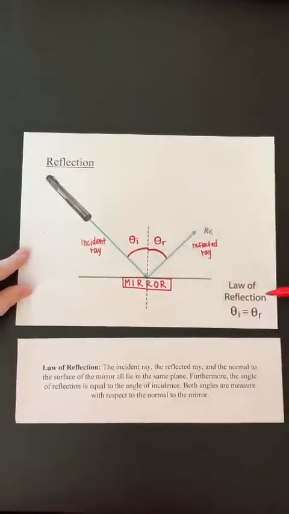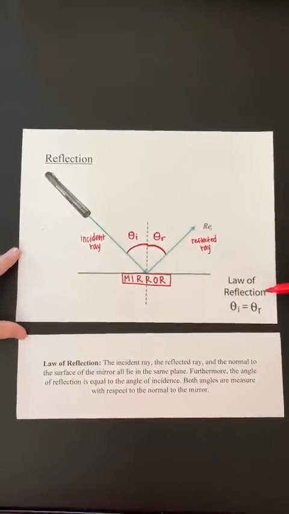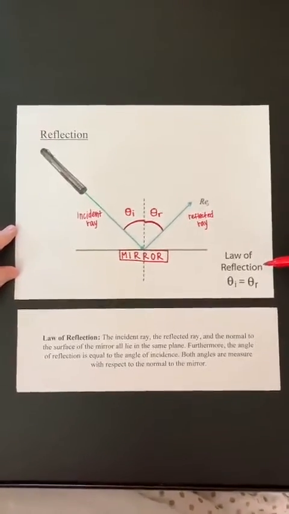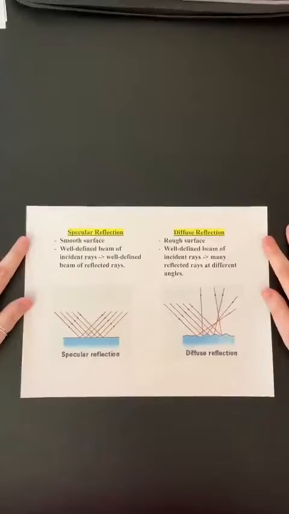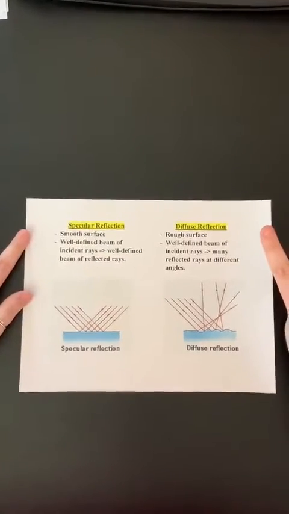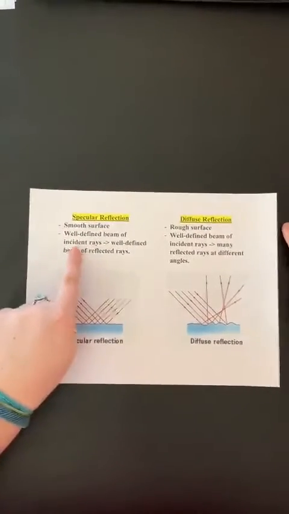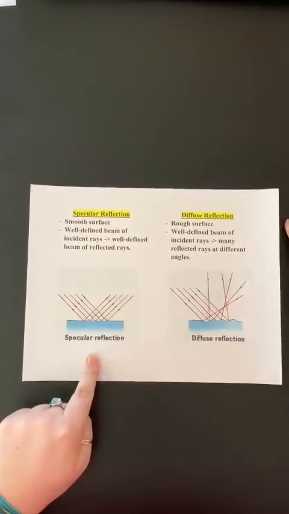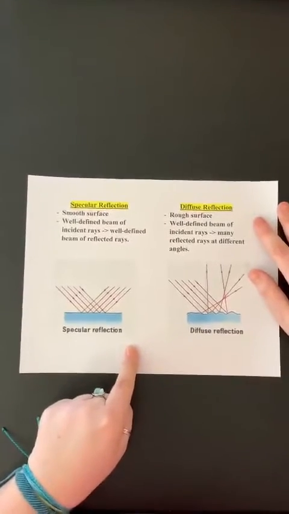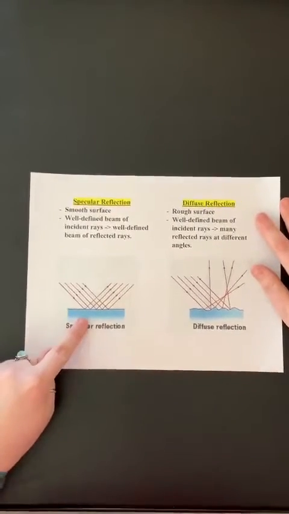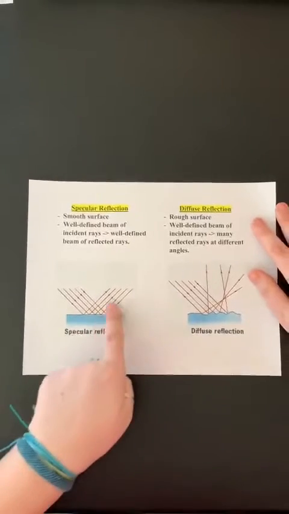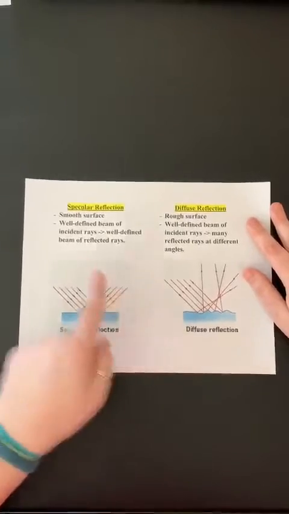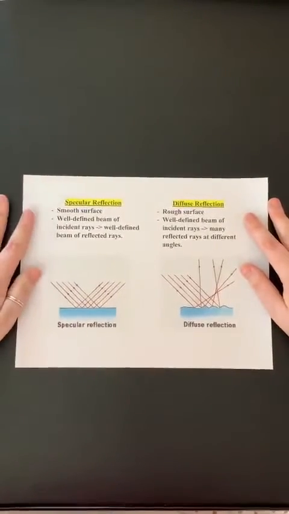The law of reflection states that the angle of incidence, theta I, and the angle of reflection, theta R, are equal to one another. Something that is frequently overlooked by many is that there are two different types of reflection. These two different types are called specular and diffuse. This picture is an example of a specular reflection because the surface is smooth. With a smooth surface, a well-defined beam of incident rays will result in a well-defined beam of reflected rays going off in one specific direction. An example of specular reflection is when light is reflected off of a mirror.